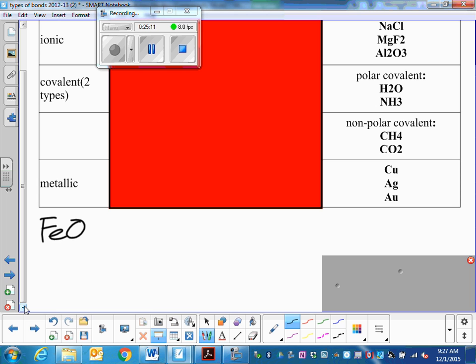Justin gave me the formula FeO, all right? I say it's a D block metal. But if he had given me calcium and chlorine, are you guys with me? Calcium has how many valence electrons? Chlorine has how many valence electrons? 7. Understood.